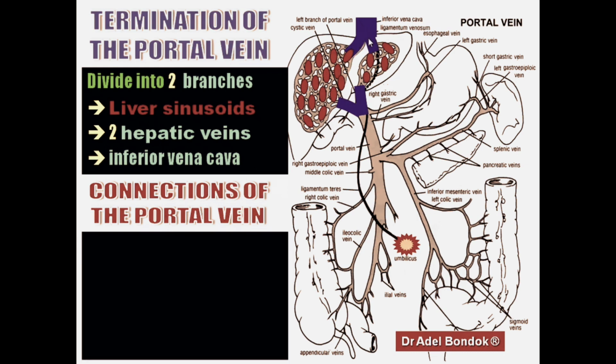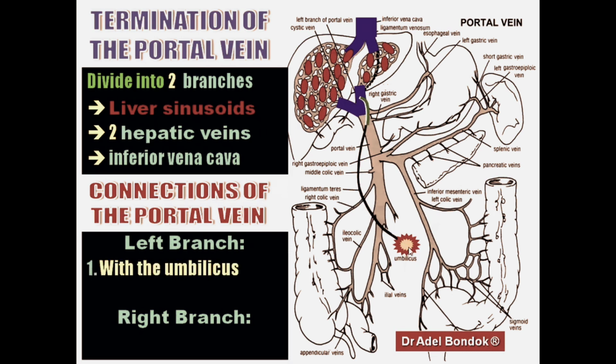The left branch of the portal vein is connected with two structures. It is connected with the umbilicus by the ligamentum teres of the liver, and it is connected with the inferior vena cava by the ligamentum venosum. The right branch is connected with the gallbladder by the cystic vein.